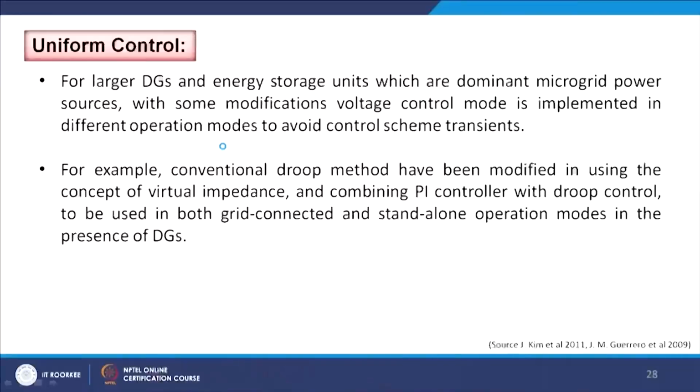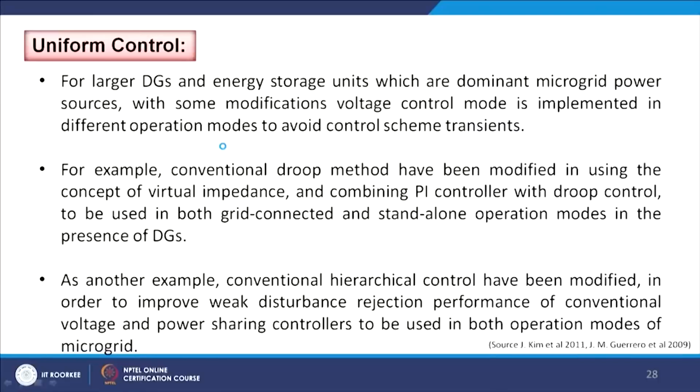For example, the conventional droop method has been modified using the concept of virtual impedance and combining a PI controller with droop control, to be used in both grid connected and standalone operation modes in the presence of DGs. Uniform control is certainly an excellent way of handling grid connected mode to islanded mode. As another example, conventional hierarchical control has been modified in order to improve the weak disturbance rejection performance of conventional voltage and power sharing controllers, to be used in both operation modes of the microgrid.